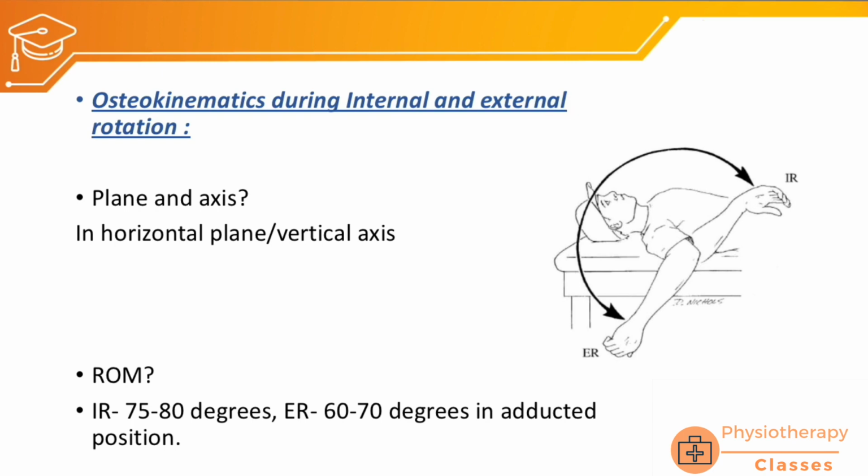So we have learned that in the glenohumeral joint there is abduction and adduction, which occurs in the coronal plane and sagittal axis. There is flexion and extension, which occurs in the sagittal plane and coronal axis, and there is internal and external rotation, which occurs in the horizontal plane and vertical axis, and you need to mention their range of motion respectively.